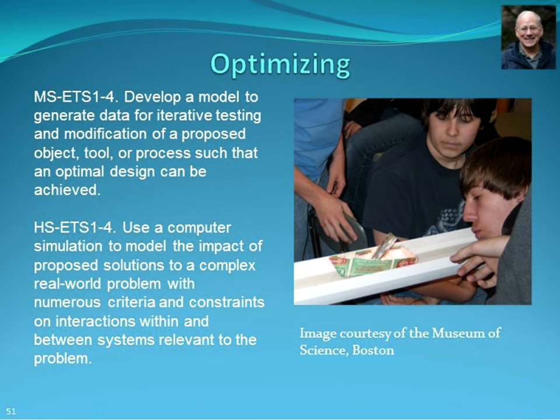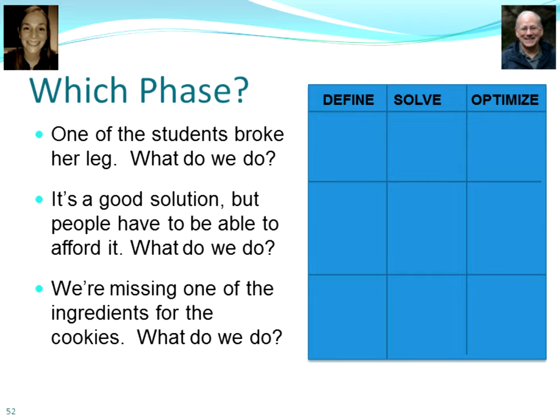And then at the high school level, we want students to start using more sophisticated tools like computer simulations, because with a computer, you can try things out under different conditions that you really weren't able to do with a physical model, and see the complex interactions of different systems. So that's a little bit about what the core idea of engineering design really means.